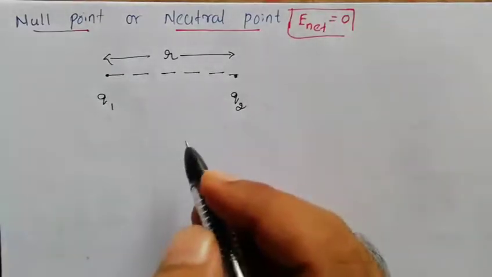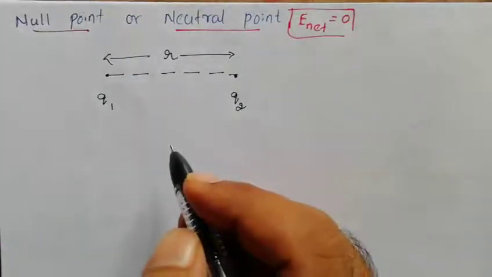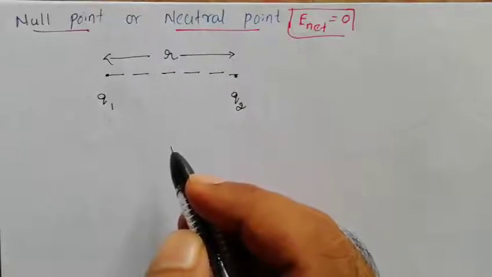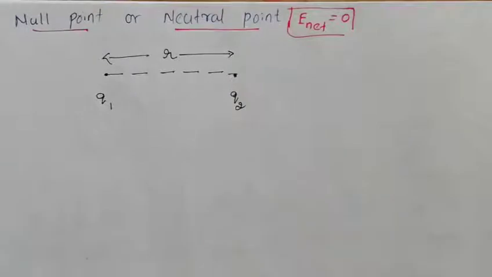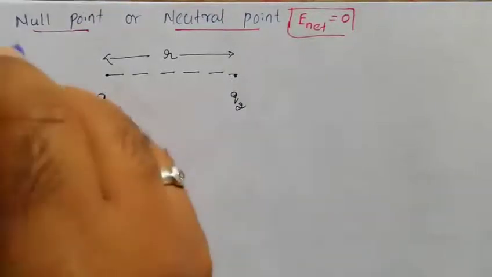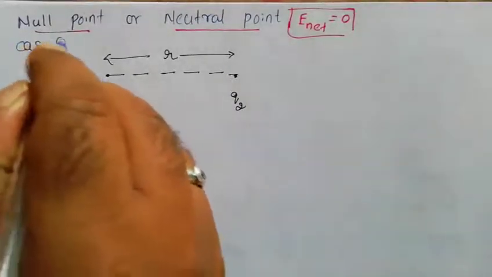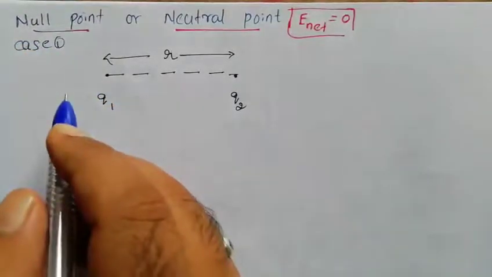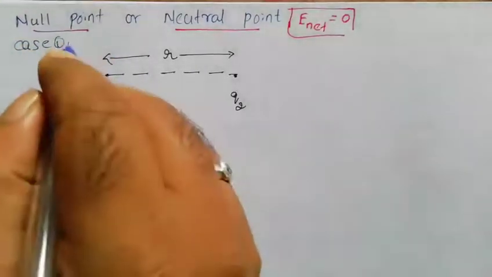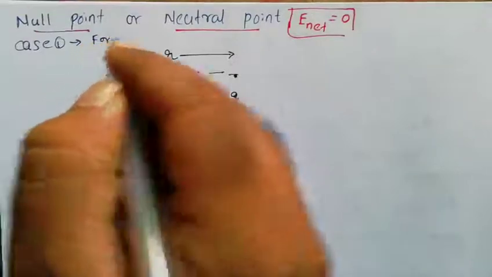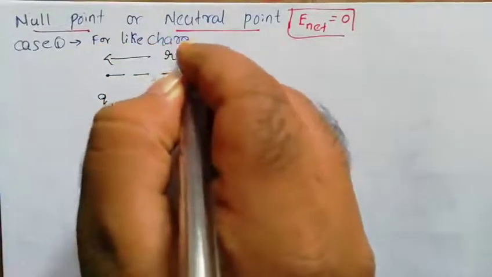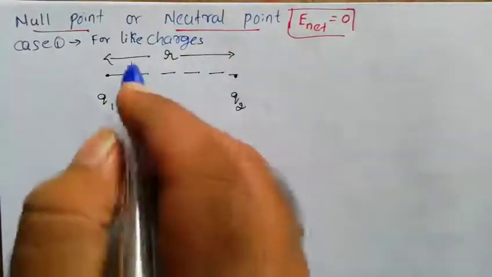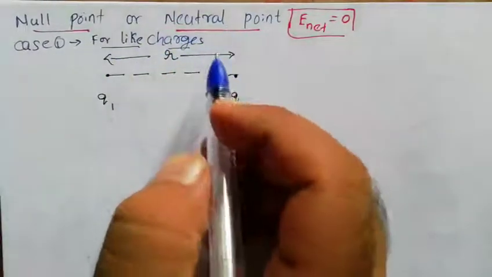Here we take two different cases. One case, if the charges are like charges, where it will be. In the case of unlike charges, where it will be. So the first case I would like to mention, case 1, is for like charges. For like charges, I need to find where the neutral point is.